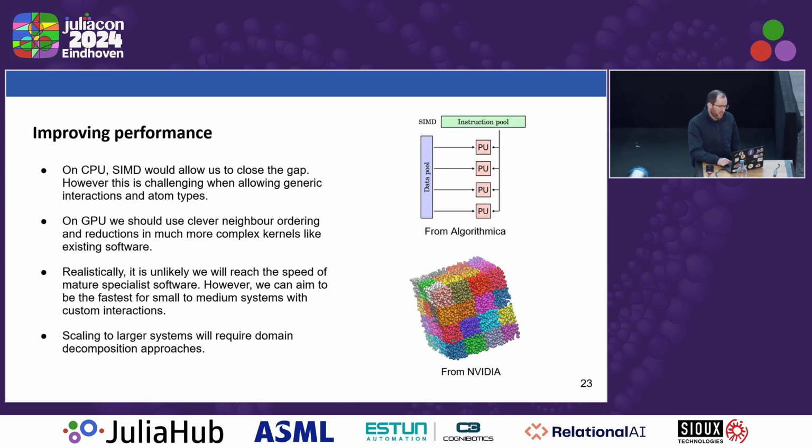So what's the route to kind of high performance? Well, on CPU, we need better use of SIMD. I've done some work on this, but I found it challenging to get this working whilst still allowing generic interactions and generic atom types. So if there are any kind of CPU whiz kids in the audience who want to help with this, do chat to me. There's a lot of room here for improvement. On GPU, we should basically do what the existing software does and use the kind of clever neighbor ordering and reductions in more complex kernels, and hopefully we should have that by the end of the year.